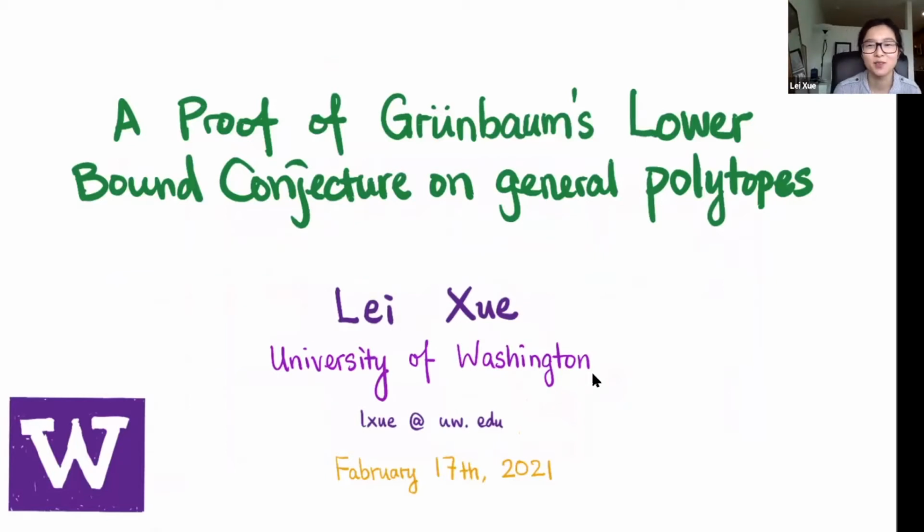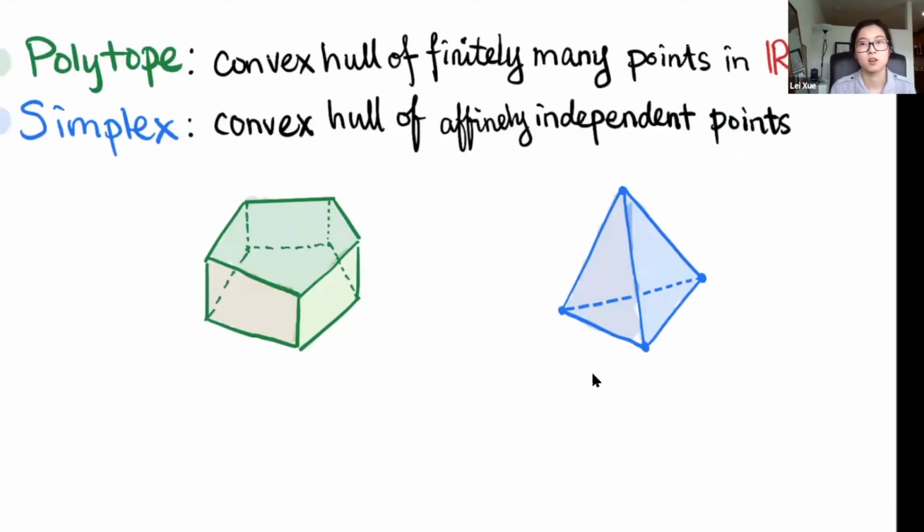I'm really happy to be able to speak to this audience specifically, and I am indeed going to talk about a lower bound conjecture by Grünbaum on general polytopes and a proof of it. Okay, so for the audience who were in the pre-seminar, you're going to see most of the definitions one more time. Hopefully you're happy about it. So we're going to start with defining a polytope.